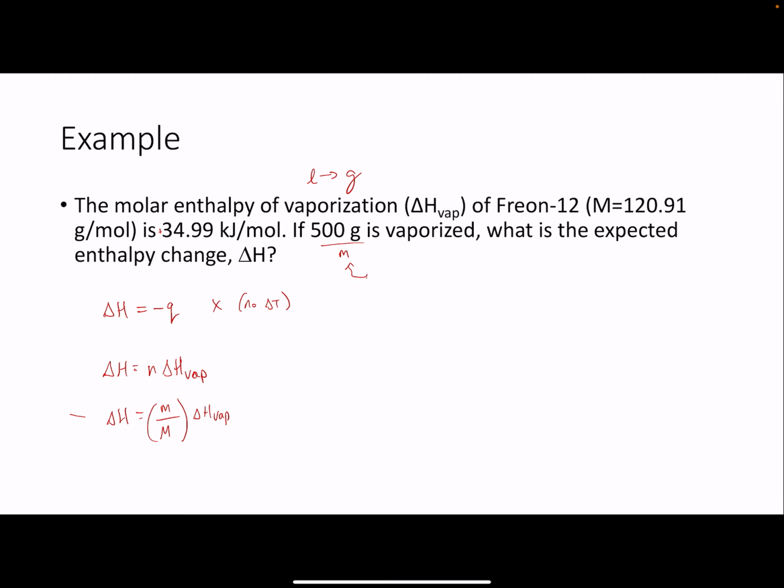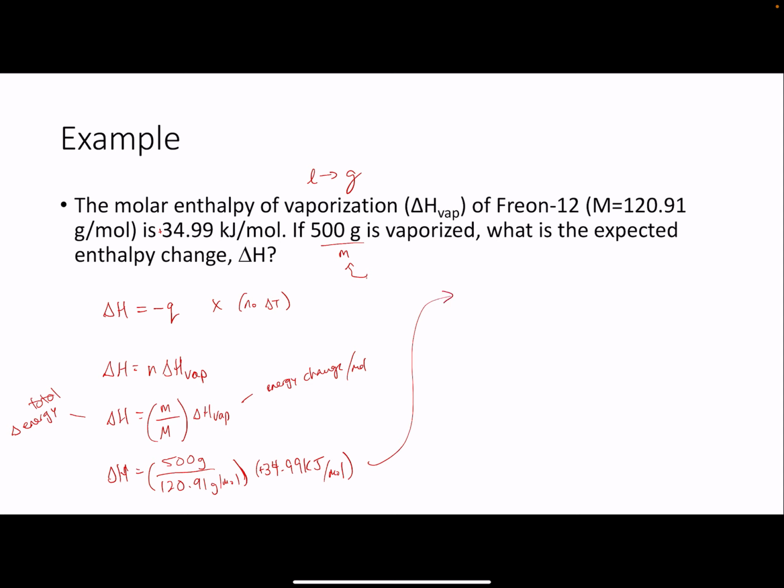Just kind of make a note of that here. Total energy change, whereas the enthalpy of vaporization is energy change per mole. Okay. So we can substitute our numbers in. We've got 500 grams, and this is going to be inaccurate because it's one significant figure. We're given the molar mass as 120 grams per mole, and then we're told that it's positive 34.99 kilojoules per mole.